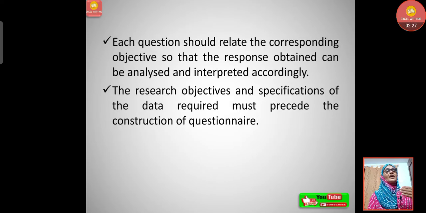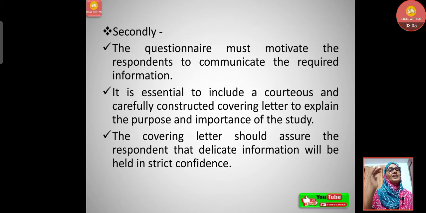Each question should relate to the corresponding objective so that the response obtained can be analyzed and interpreted accordingly. Obviously, whatever question we are framing should relate to the corresponding objective. Whatever responses we obtain, we analyze and then we interpret. The research objectives and specifications of the data required must precede the construction of the questionnaire. First, we will fix the objectives and the data required, then construct the questionnaire and proceed to further steps.